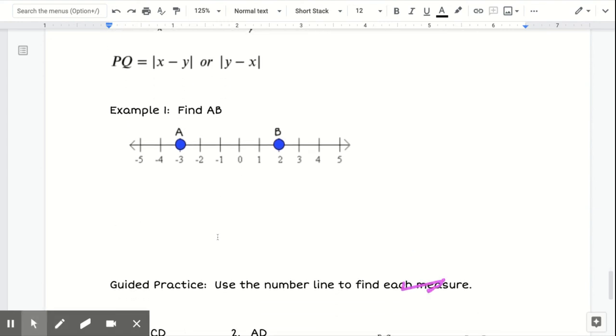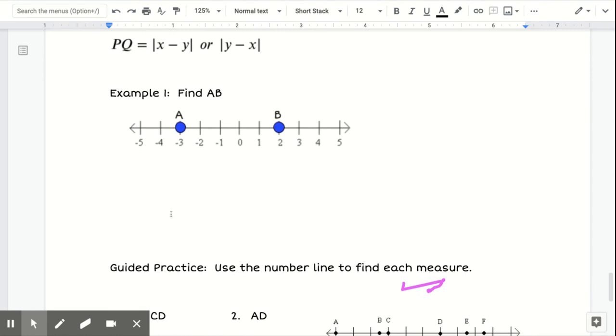So we have an example here. For our example, we've got point A and point B, and we are supposed to find the length of line segment AB. So using the formula that they just gave us, I would take the absolute value, and then I would just subtract the numbers that are on the number line associated with those points. So -3 minus 2. And now I have to calculate that, of course.